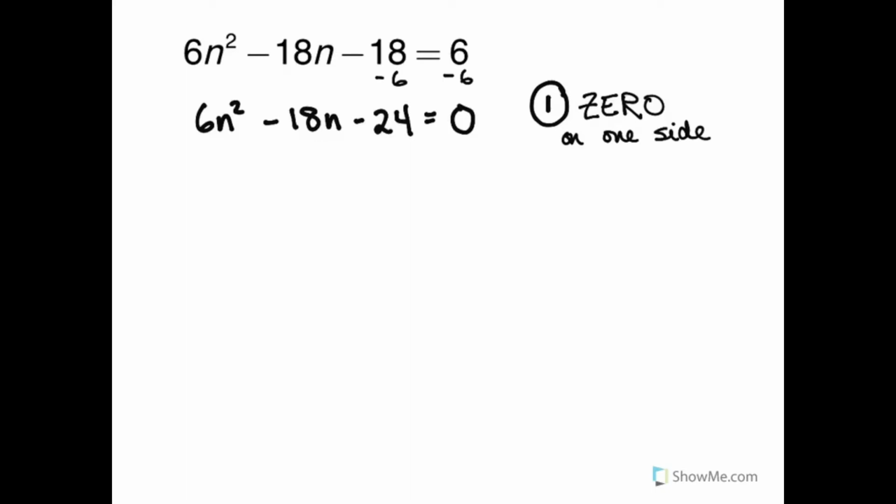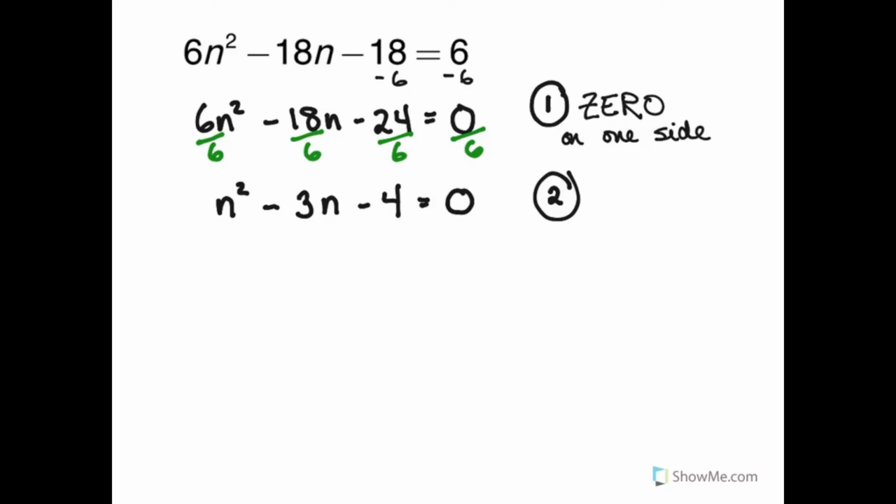Now I'd like to start factoring, but before I do, I notice that 6, negative 18, and negative 24 are all divisible by 6. Now, if this were an expression, we would factor that 6 out. But since it's an equation, we can just divide by 6 on both sides. 6n squared divided by 6 is n squared. Negative 18n divided by 6 is negative 3n, and negative 24 divided by 6 is negative 4. 0 divided by 6 is still 0. Remember, 0 is okay in the numerator, it's just not good in the denominator. If we had missed that step, it wouldn't mess up the answer, it would just make factoring more difficult.